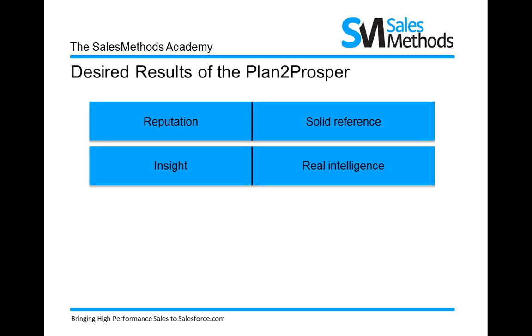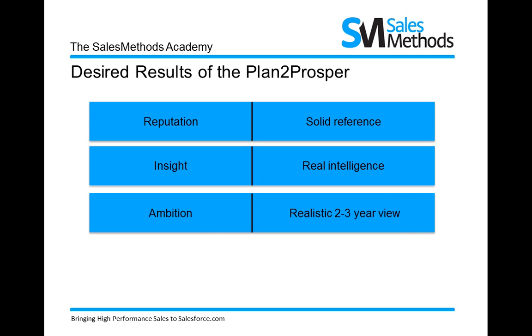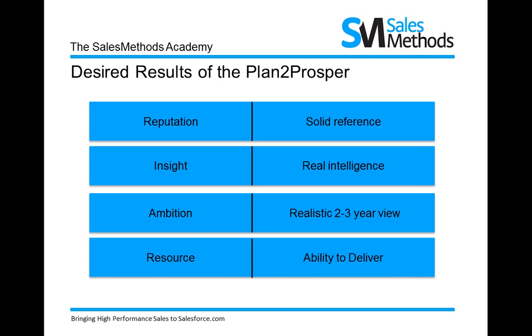Through building your ambition, Plan to Prosper forces you to take a realistic 2 to 3 year view of what you can achieve, not only in terms of fiscal, but essentially in milestone terms too, which are often a better indicator as to whether you are progressing in building your supplier status. And finally, by making sure you have the permission and the resources necessary, you will ensure you have the ability to deliver what you promise.